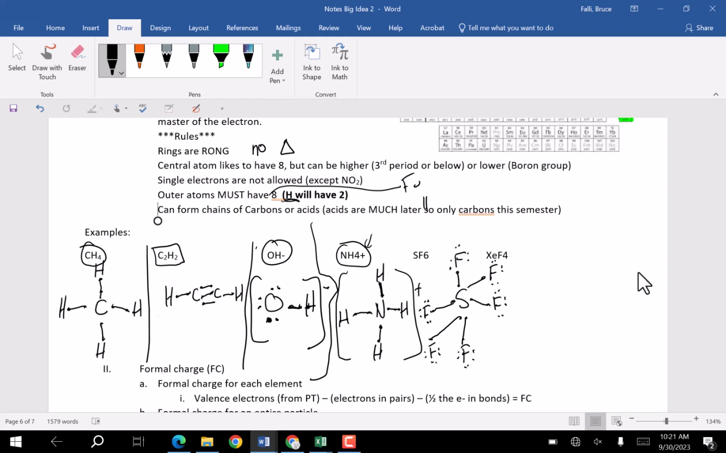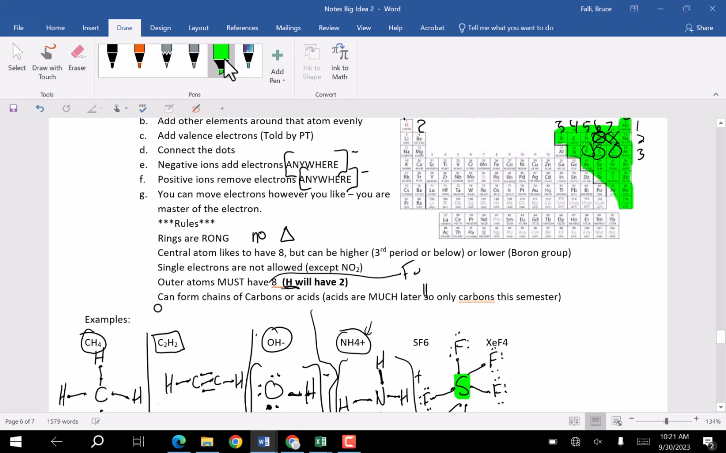6 bonds. Why can sulfur do this? I thought it has to have 8. Sulfur's on that 3rd row. Sulfur could do it. Okay?